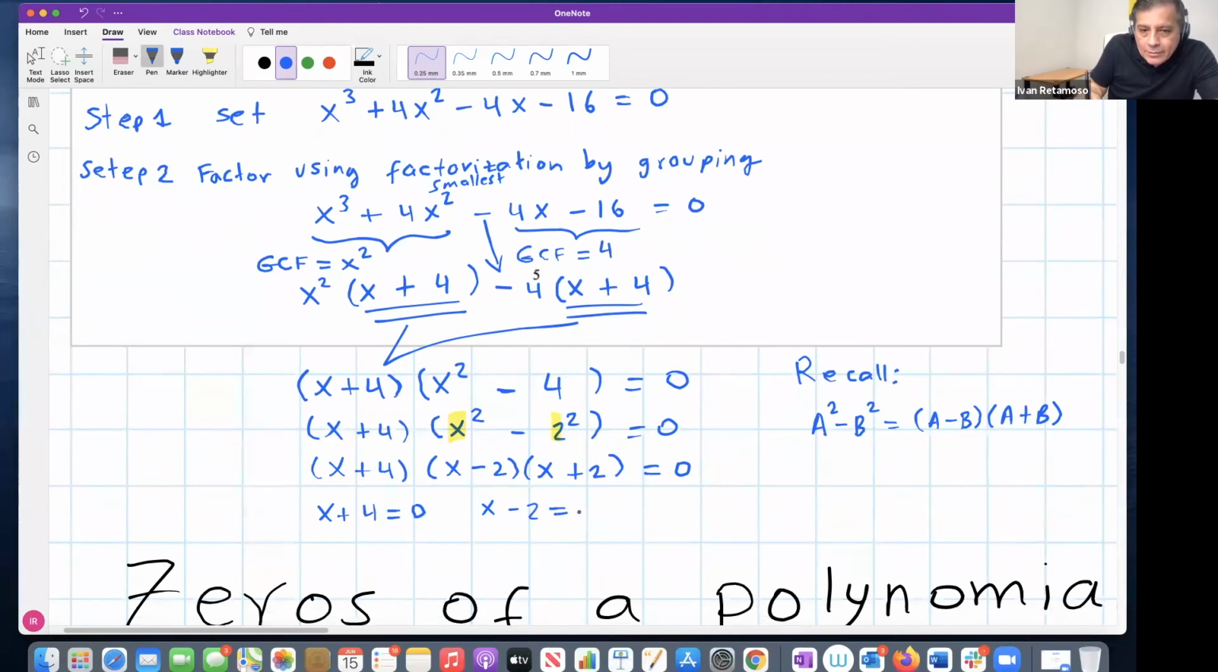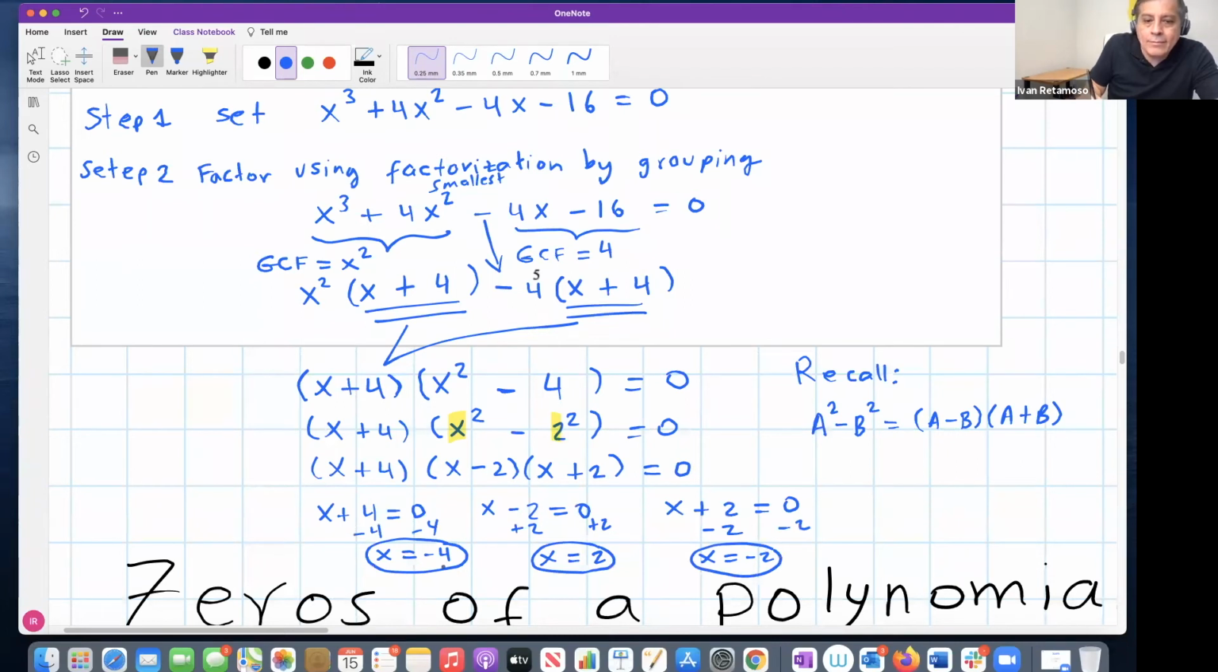Next step, set each of the factors containing the variable equal to 0. From there, you should be able to extract your zeros, right? Look here, subtracting 4 on both sides, x equals negative 4, first zero, right? Adding 2 to both sides, or taking simply the opposites, that also works, right? Subtracting 2 on both sides, x equals negative 2, the third zero. So there are 3 zeros, right? Negative 4, positive 2, and negative 2. These are the 3 zeros.